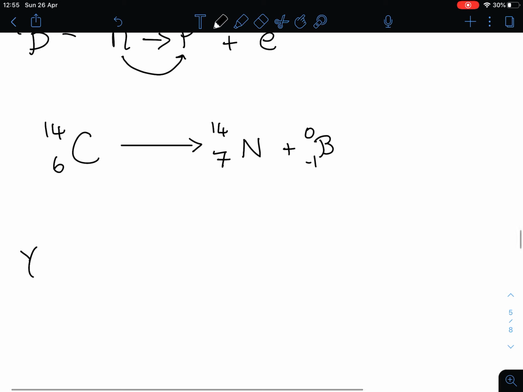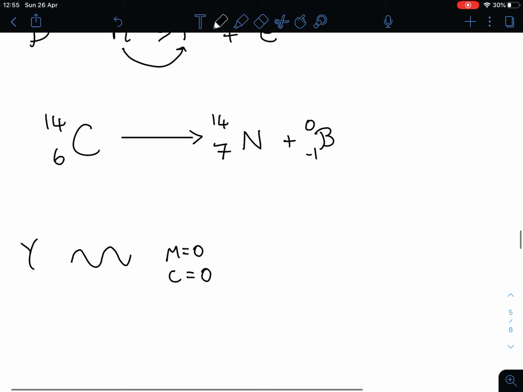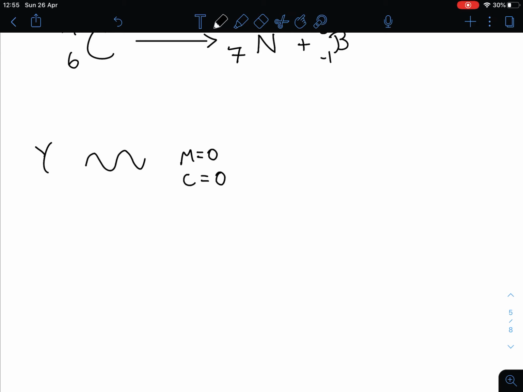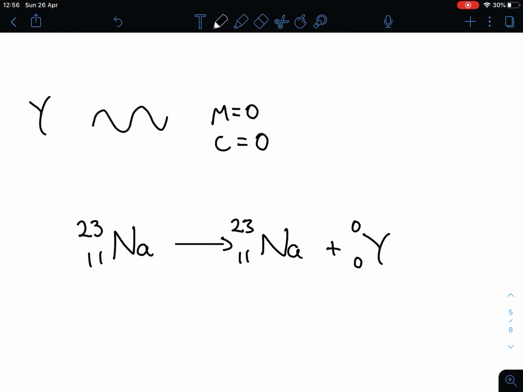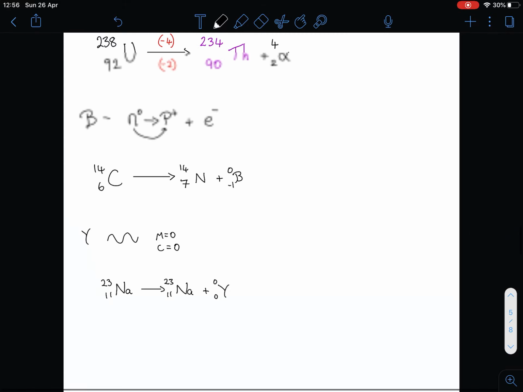The last one, by far the easiest, gamma. Gamma was an electromagnetic wave. It has a mass of 0, a charge of 0. So if we take a radioactive isotope, let's take sodium, 11, 23, I think. Then if it undergoes a decay, it stays the same. There is no effect. If my cup of tea goes cold, I don't lose the water out of my cup of tea. We just create a gamma 0, 0. So again, mathematically, it all adds up, and that is balancing radioactive equations.